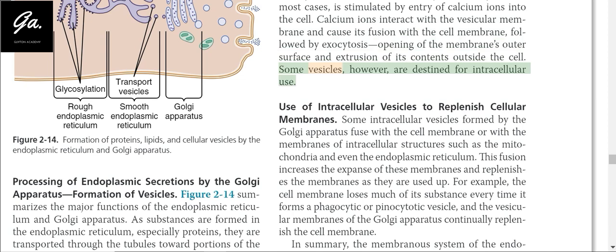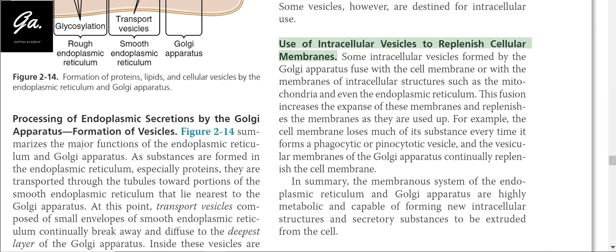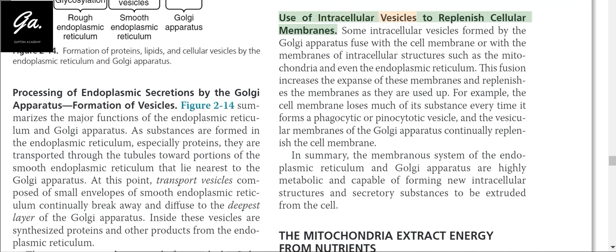Some vesicles, however, are destined for intracellular use. Use of intracellular vesicles to replenish cellular membranes. Some intracellular vesicles formed by the Golgi apparatus fuse with the cell membrane or with the membranes of intracellular structures such as the mitochondria and even the endoplasmic reticulum. This fusion increases the expanse of these membranes and replenishes the membranes as they are used up.